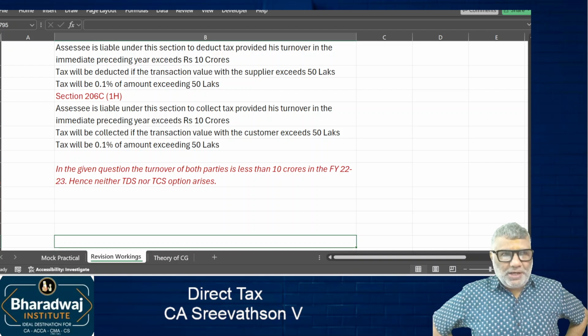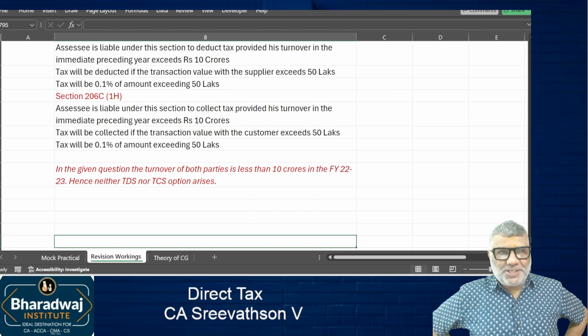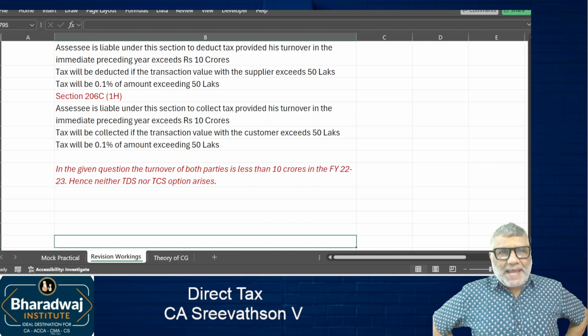I'm coming to that. I have only now written for the purchases. I'm yet to come to sale of cars.